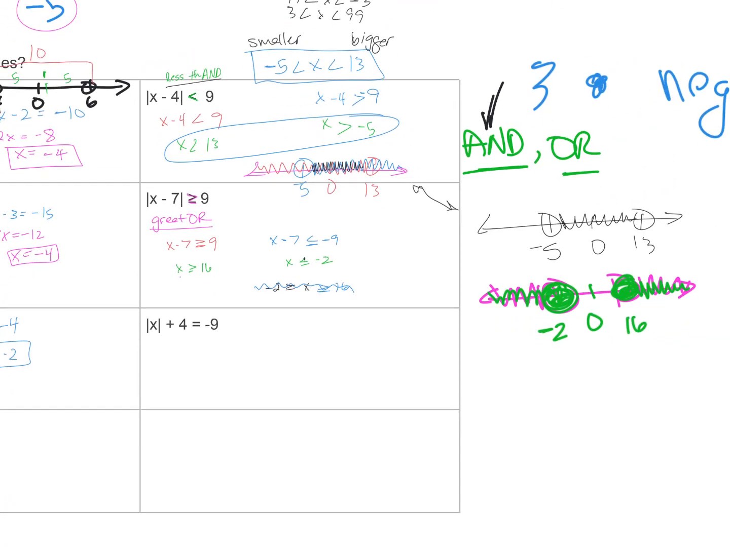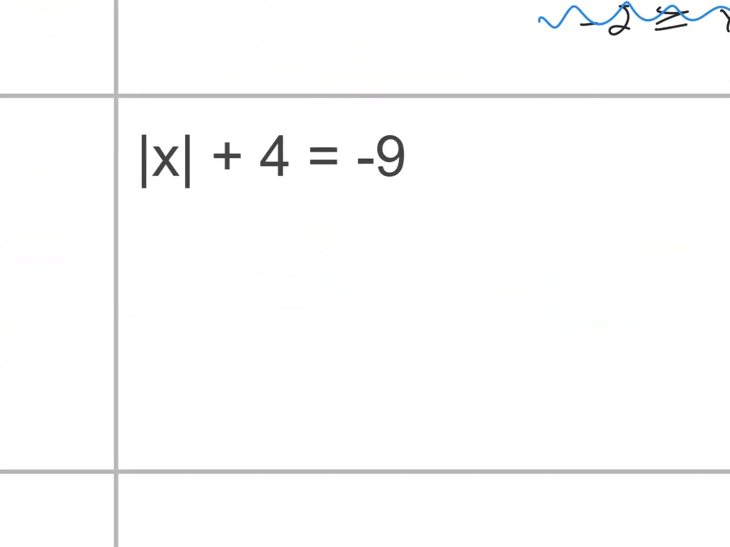And now let's do the last two. The absolute value of x plus 4 equals negative 9. Our absolute value is not by itself yet. So we need to subtract 4. And here's where we have an interesting situation. There's no solution to this problem.